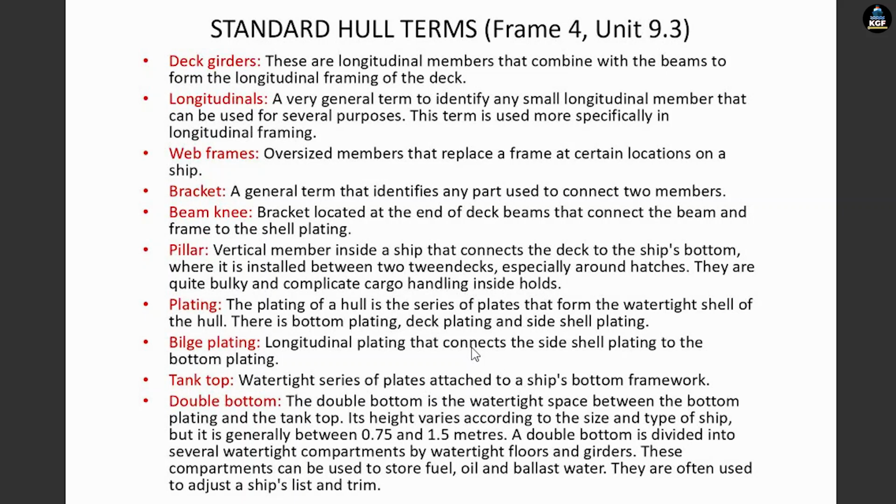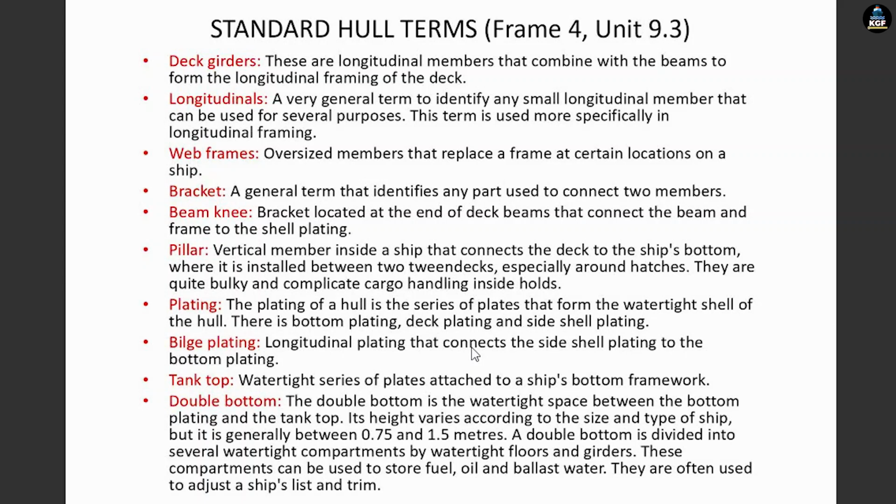Pillar will be a vertical member inside the ship that connects the deck to the ship's bottom, where it is installed between two twin decks, especially around hatches. They are quite bulky and complicate cargo handling inside holds. So bilge plating will be plating. The plating of a hull is the series of plates that form the watertight shell of the hull.